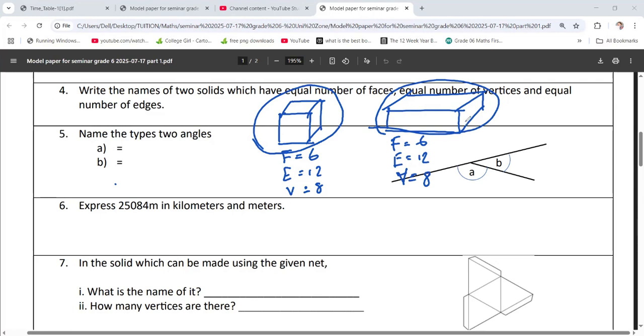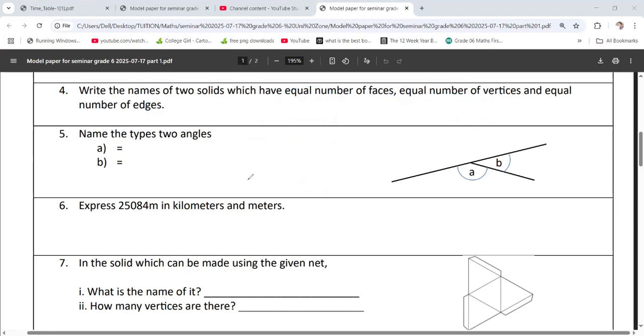Actually, in the cuboid, all the faces cannot be squares, right? The maximum number of squares can be 2. But anyway, you know that the main difference lies in the shapes of the faces of the cube and the cuboid.